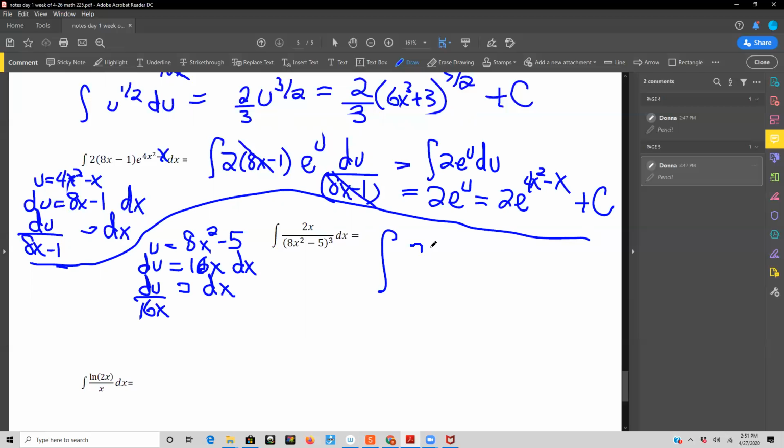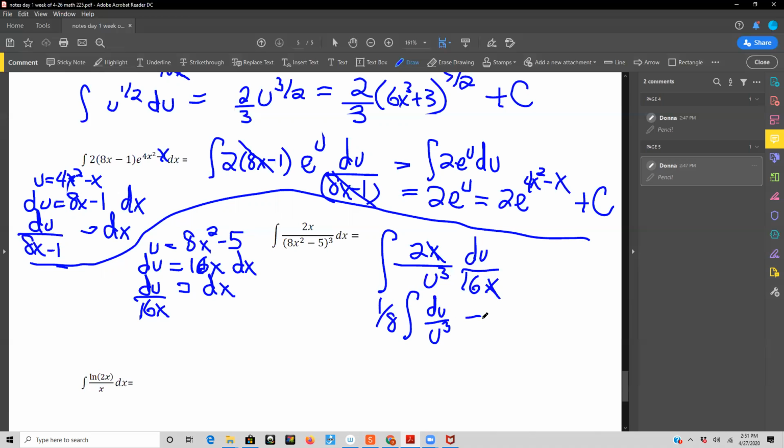So let's plug stuff in. It's 2x over u cubed, and dx is du over 16x. So the x's cancel. I have a 2 over 16, which is 1/8, so that's going to come out front. So it's 1/8 the integral of du over u cubed.